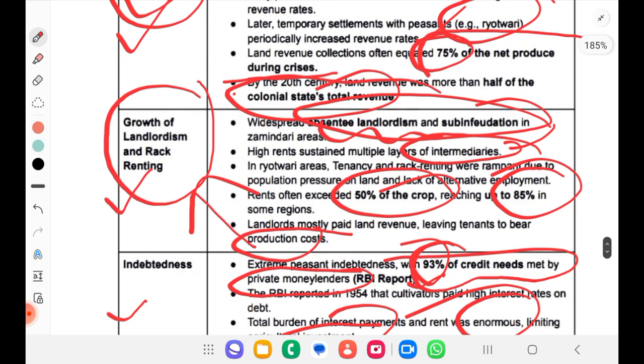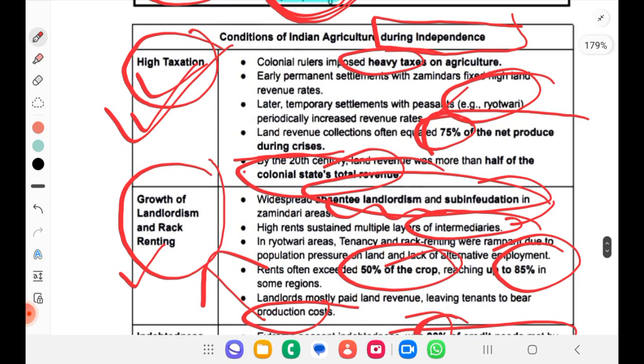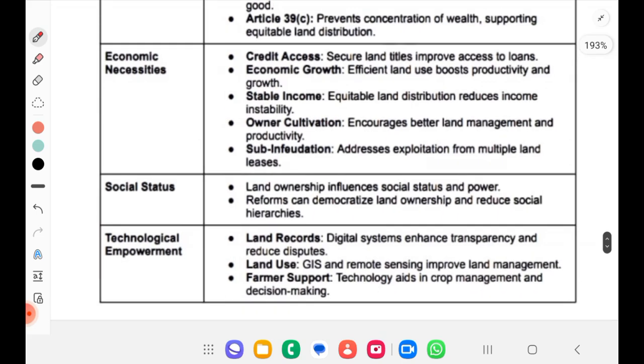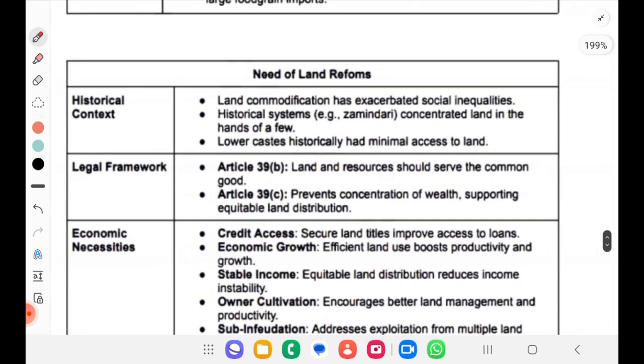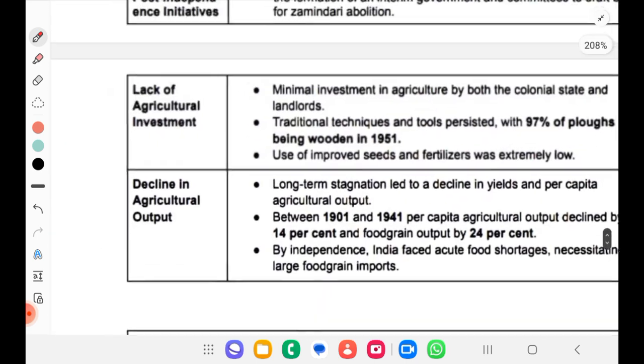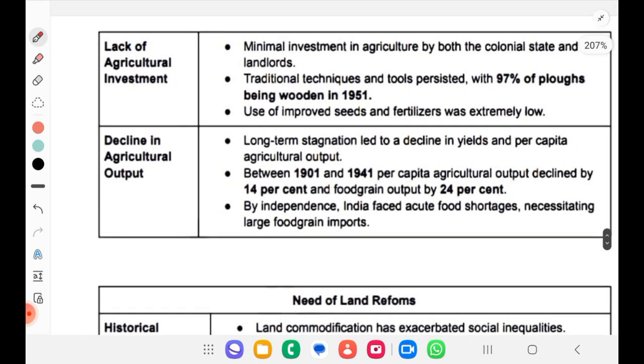So the key terms here are high taxation. Immediately after taxation, you can talk about indebtedness, because it is related to tax and then debt, right? Then we have growth of landlordism and rack renting. Then comes the need for land reforms, right? Before that, some more points I missed. So that lack of agricultural investment, I told, because of indebtedness, they were not able to invest more in agriculture. So because of this, land anyway gets spoiled, right?